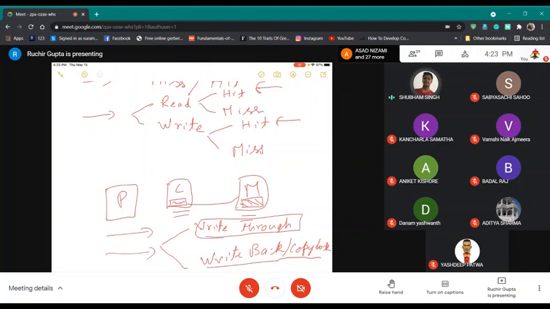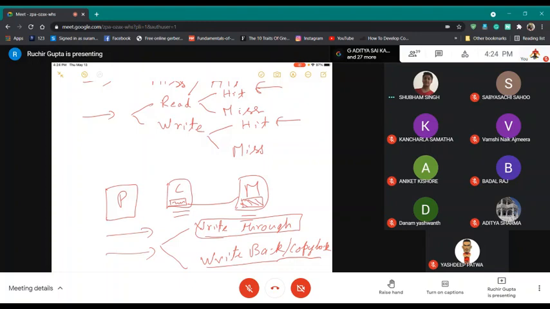Sir, I think the second is better. Okay, why? Sir, because while the memory is in cache, it's being written or updated many times. So if we write at the same time in both cache and memory, then there would be many operations. Yeah, so I mean there are both the possibilities.